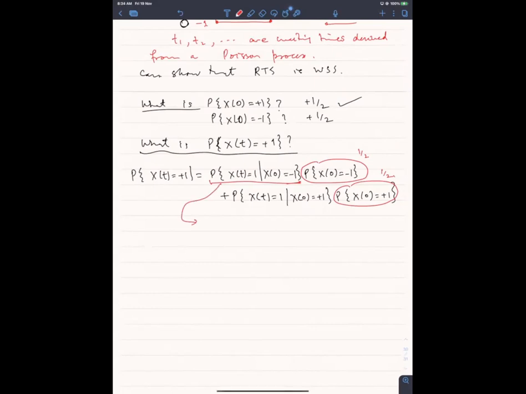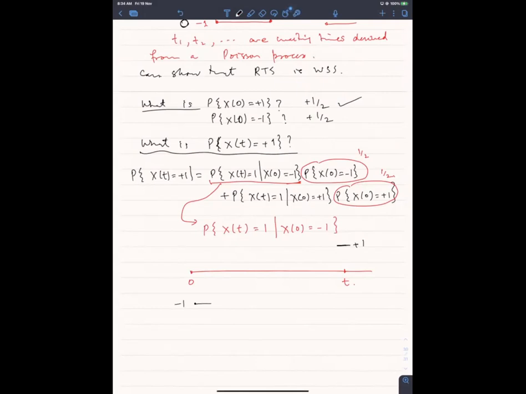पहले जरा इसके बारे में सोचें कि probability X of t is equal to 1 given X of 0 is -1. इसका मतलब ये है कि आपने कहीं पे फ्लिप किया है 0 और t के बीच में. You have 0 here and you have t here. ठीक है? 0 पे आपके पास ये -1 था और t पे आके वो आपके पास +1 है.